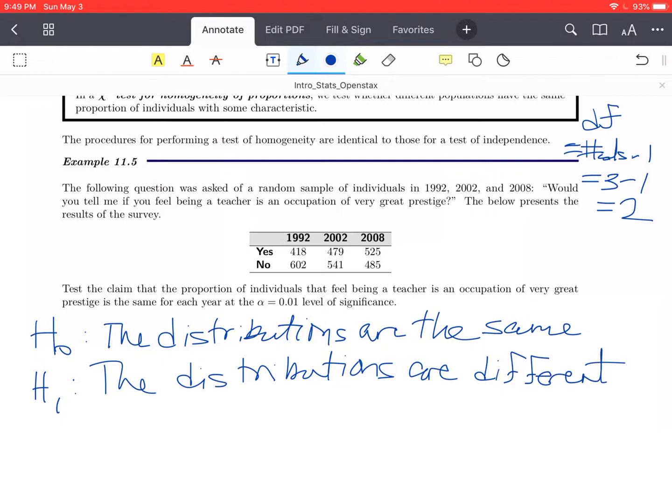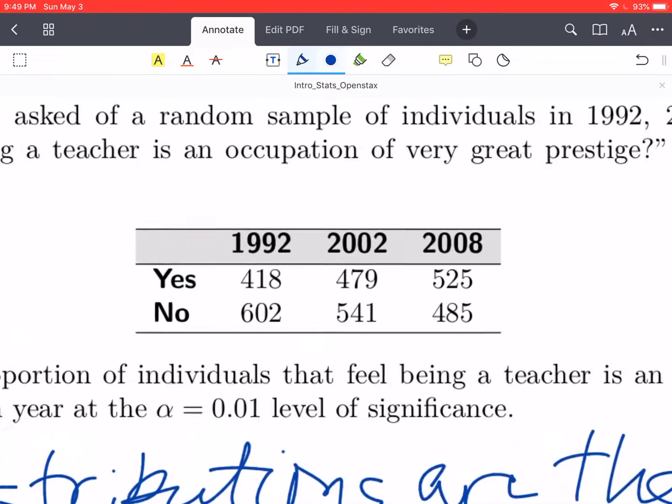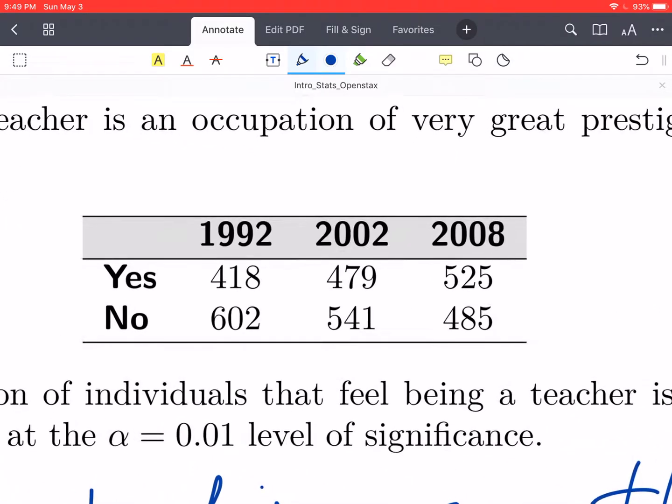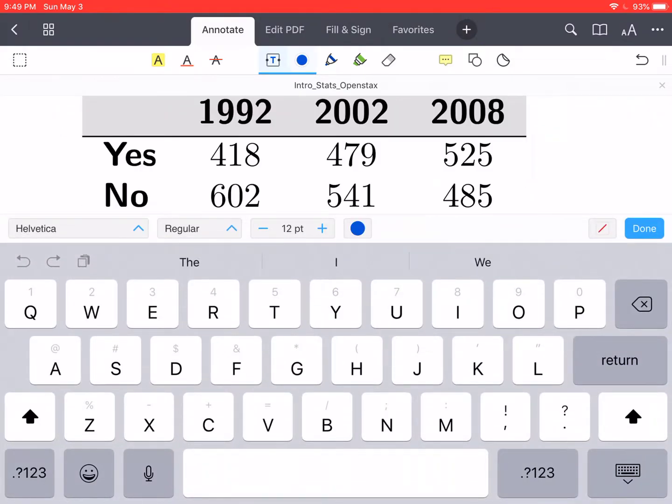But now, in order to get our test statistic, we're going to need to get those expected counts, as well as our observed counts here. So let me zoom in here for a minute. Okay. So in order for us to get the expected counts, we need to get the row totals, column totals, and table total for all of these. So let's do that right now.